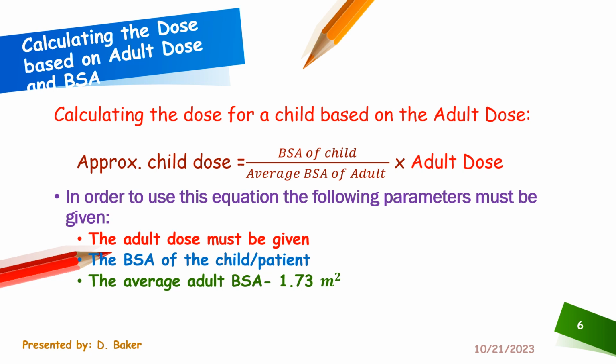So taking a look at what we have here, you look at the approximate child dose based on the body surface area. Now, these are the three key things that I mentioned earlier. You must have this information in order to compute the child's dose using this calculation or method. So the adult dose must be given, the body surface area of the child or the patient, and then the average adult body surface area, which I mentioned is 1.73 meters squared.